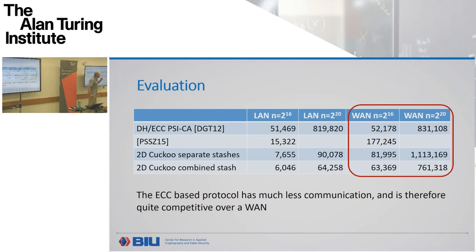The specific protocol that uses elliptic curve crypto for computing the intersection and our protocol perform about the same. Here they're better, here we're better. But they can only be used to compute the size. We can use our circuit to compute any function that you want.